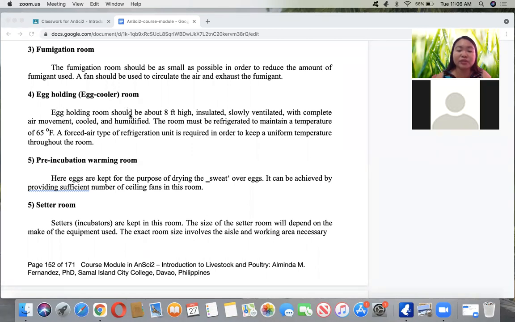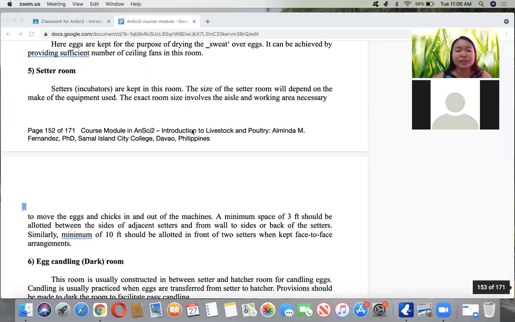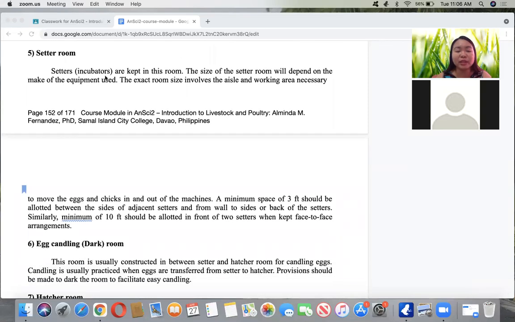It must be refrigerated to maintain 65 degrees Fahrenheit, and there is also a forced air type of refrigeration unit to keep a uniform temperature throughout the room. And the next part is the pre-incubation warming room, where the eggs are kept for the purpose of drying the sweat off the eggs, which can be achieved by providing a sufficient number of ceiling fans in the room. And the next one is the setter room, where the incubators are, and the size of the setter room will depend on the equipment used.